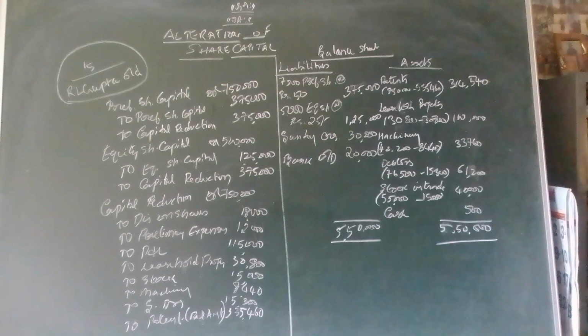Coming to the liabilities, 7,500 preference shares. Now the new rate is 50 rupees, so 7,500 preference shares at the rate of rupees 50 we take on the liability side. Coming to the next, share capital, 5,000 equity shares, the amount reduced to 25 rupees. Actually, the 100 rupees share is reduced to 25 rupees. Then sundry creditors, the amount given in the existing balance sheet, 30,000, we take straight away. Bank overdraft also straight away from the existing balance sheet. No adjustment is given for these two items. Now the balance sheet is tallied.